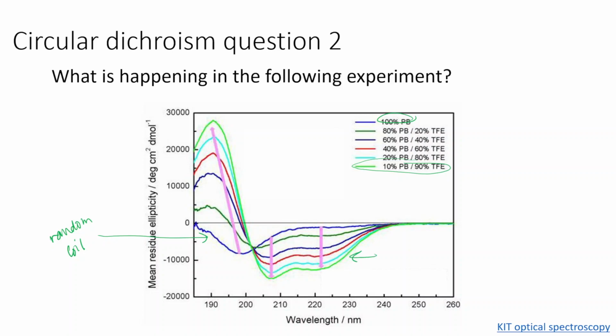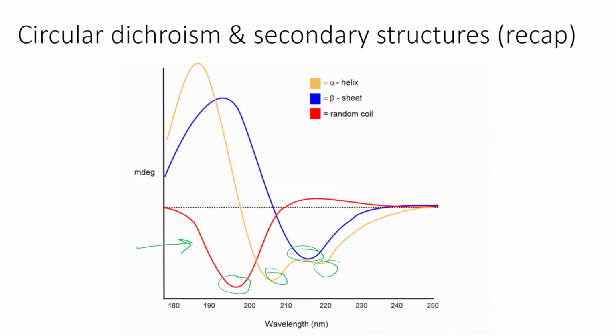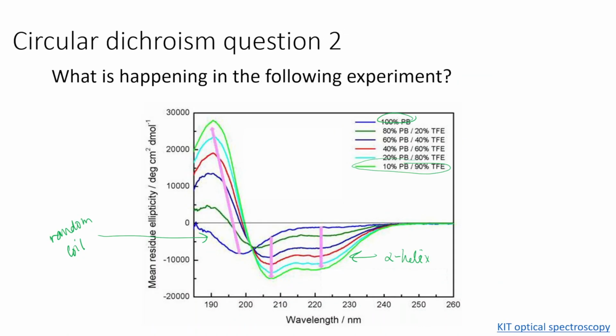And as you correctly identified, that is more of an alpha helix character because we have the two minima. One of them is around 208, one of them is around 220-ish. And so those exact wavelengths don't exactly line up with our ideal wavelength. There might be a little bit of mixture of beta sheets in there as well, but it's mostly alpha helix.